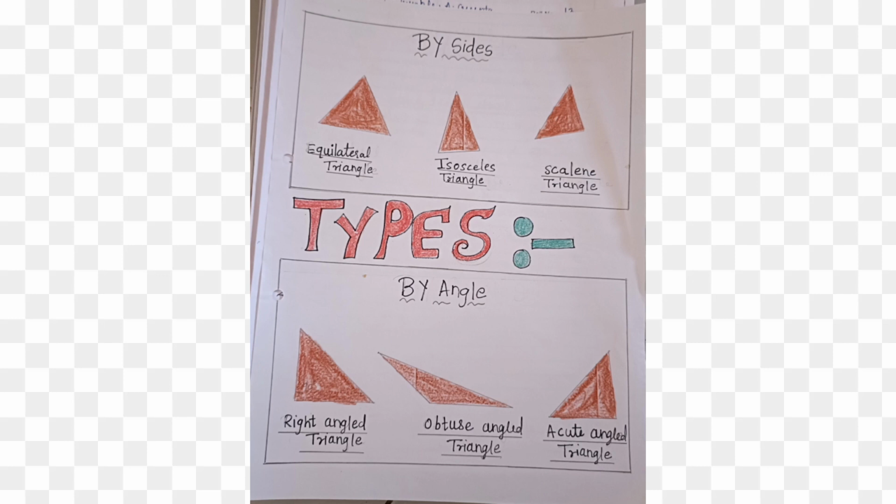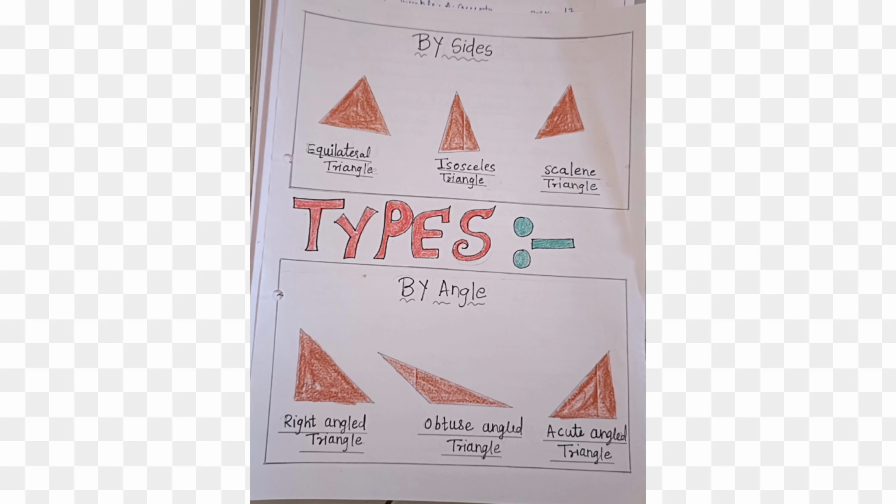Now the next one is the obtuse angle triangle. An obtuse angle triangle is a triangle which has an angle of more than 90 degrees. That is known as an obtuse angle triangle. Now the last one is the acute angle triangle. An acute angle triangle is a triangle whose angles measure less than 90 degrees. This is an acute angle triangle.